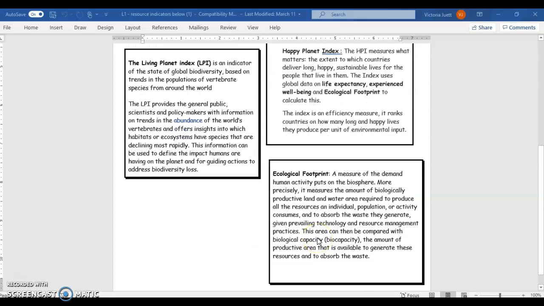And then the last one here, ecological footprint, is the measure of the demand that human activity puts on the biosphere. So it basically measures how much land we need to produce the things that we consume, but also to deal with the waste that we create as a result of that. So it could be landfill waste, or it could be pollution and all that kind of stuff.